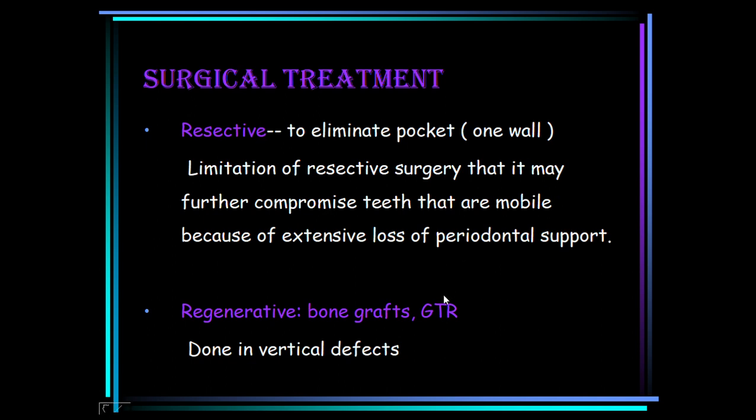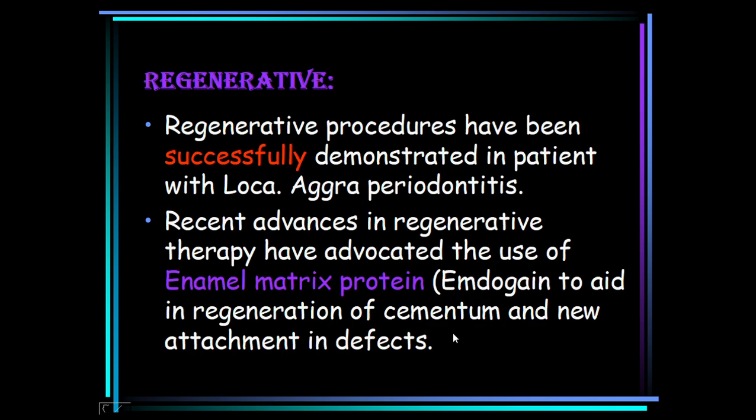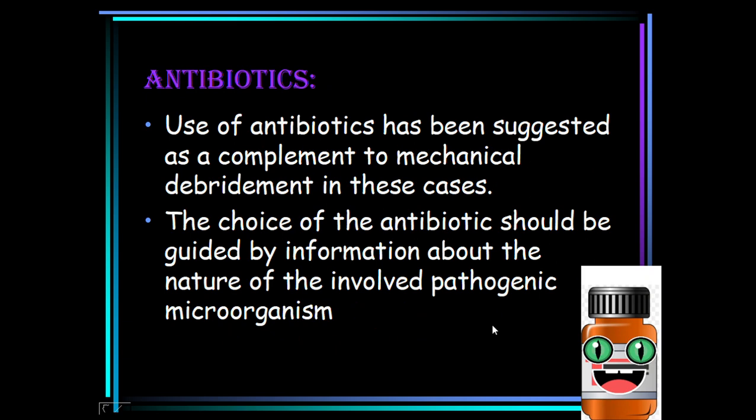Resective is done in one wall defect. Regenerative is done in vertical defects. Regenerative procedure has been successfully demonstrated in patients with localized aggressive periodontitis, and recently enamel matrix protein has been shown to have good results in patients with localized aggressive periodontitis.